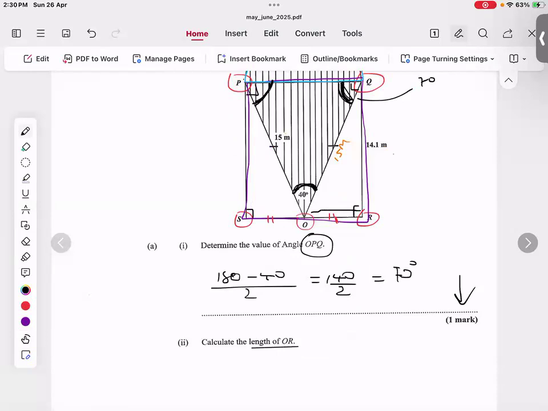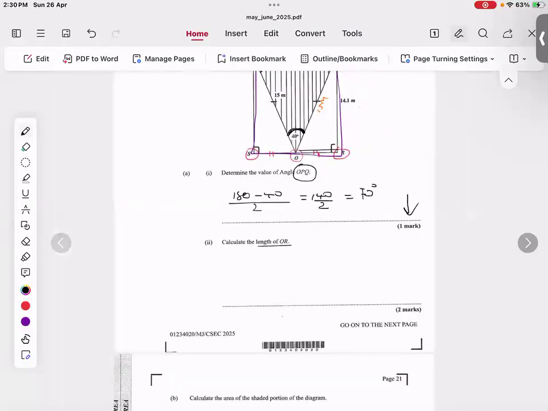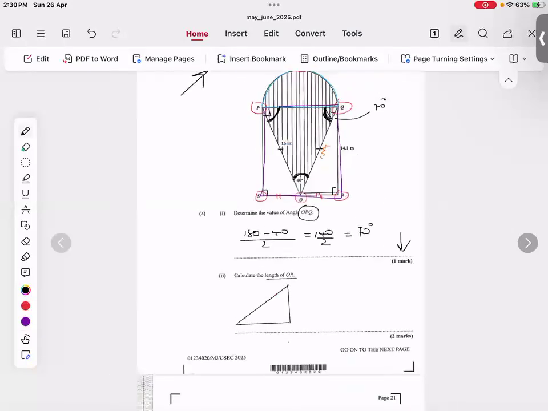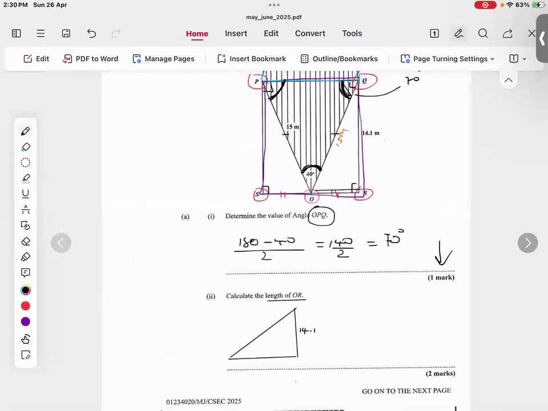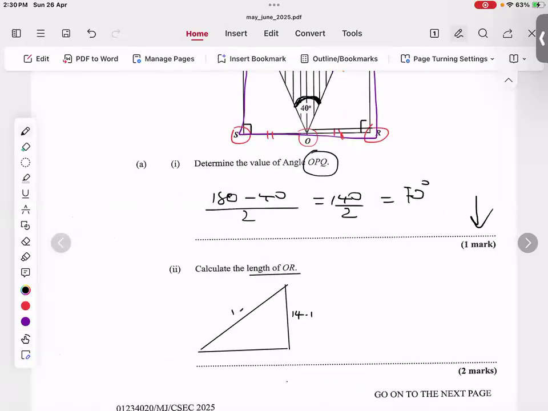So OR is a part of a very familiar shape. OR is a part of which shape? Right angle. Exactly. Right angles. You know what I'm going to do? I'm going to take it out. I don't want you to look on the main diagram. So when I extrapolate that right angle here, this is 14.1. And I know that this side is what? 15.